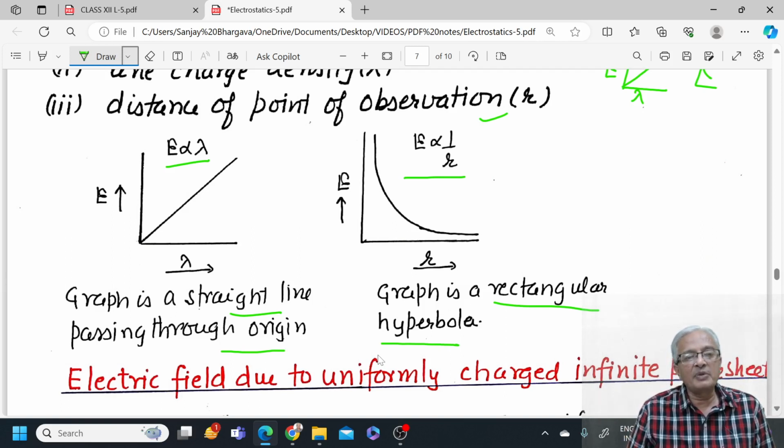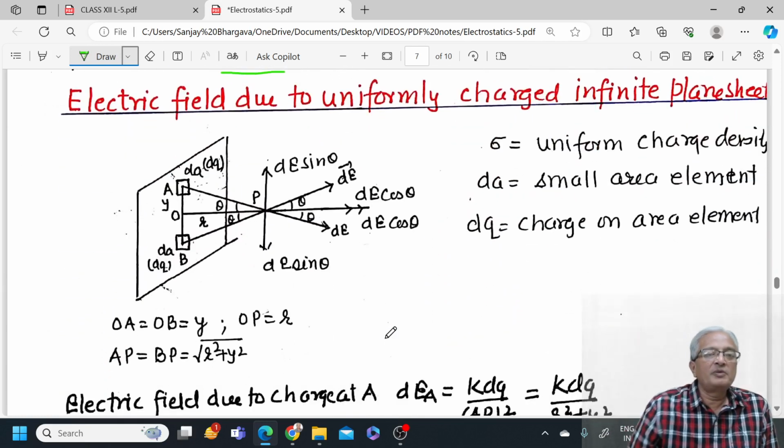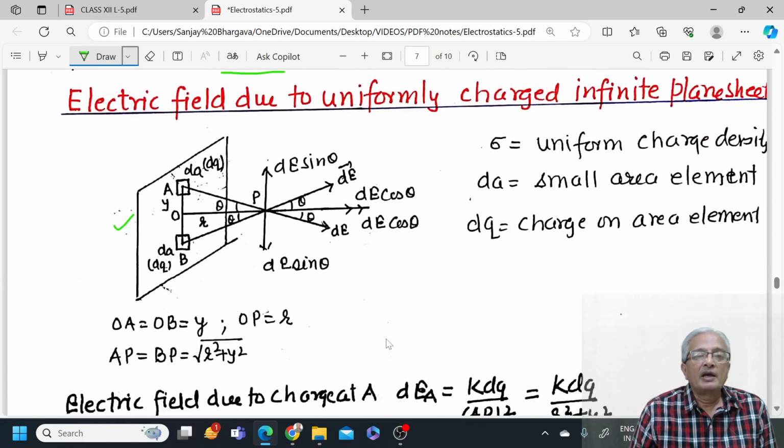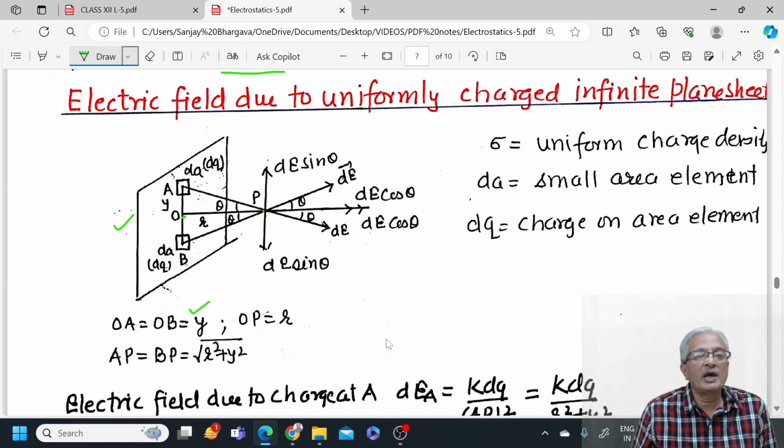Now, as the second application, we would like to calculate electric field due to a uniformly charged infinite plane sheet. So here once again we pick up a sheet of charge. At the point P, we need to calculate the electric field. So we imagine two area elements dA which are placed at the points A and B respectively. Both A and B are equidistant from this origin O. The distances OA and OB are equal to y and OP is equal to r, as in the earlier case. AP is equal to BP and would be equal to the square root of r square plus y square.